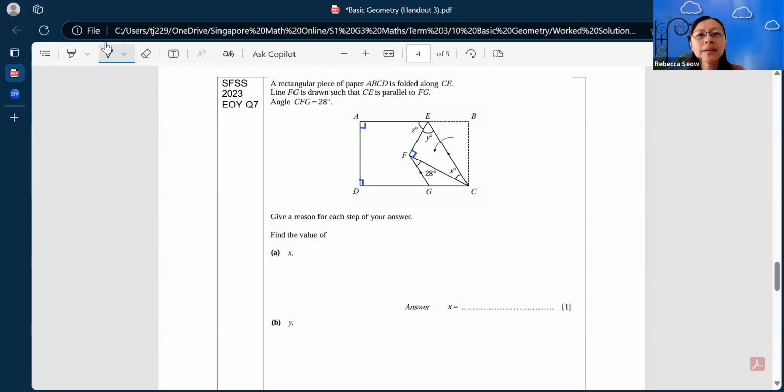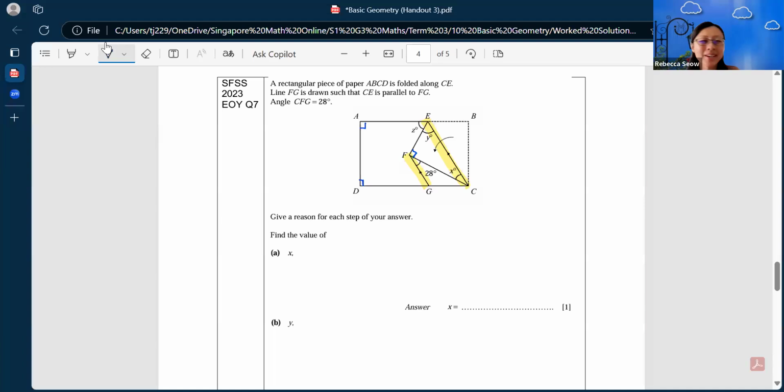Now, what else are we given? We are told that CE is parallel to FG, so this is a pair of parallel lines. We are also given an angle, 28 degrees. Let's find angle X. Angle X is over here. How do we find it?